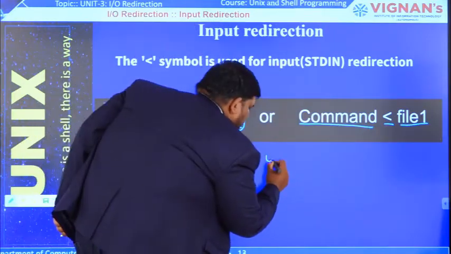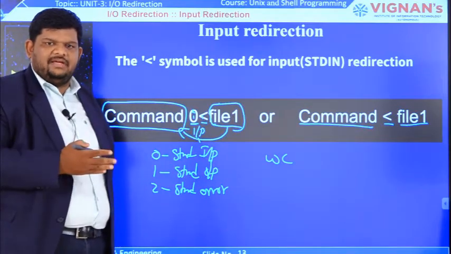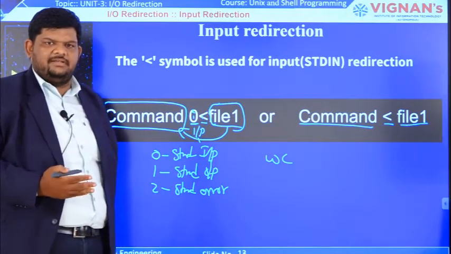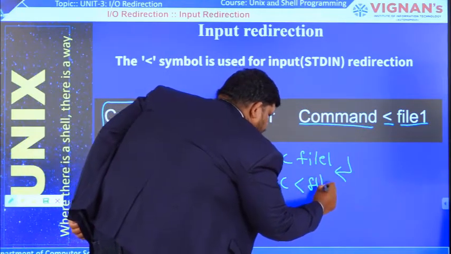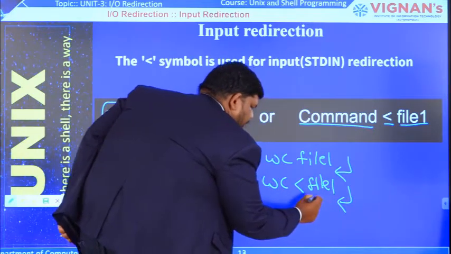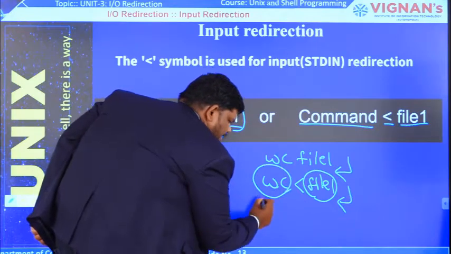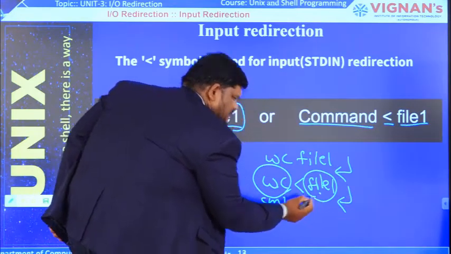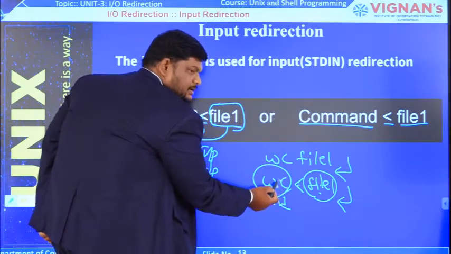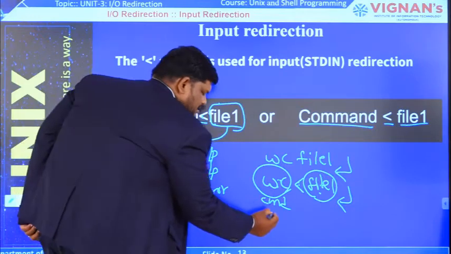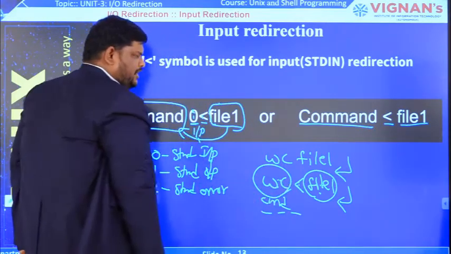So consider one example, the wc command. We know that word count tells how many lines, how many words, and how many characters there are. If you write it like this, that means this file 1 we are giving as input to this command. From this file we are providing input to the wc command. After that the result will come: how many lines, how many words, how many characters. So this is the meaning of input redirection.